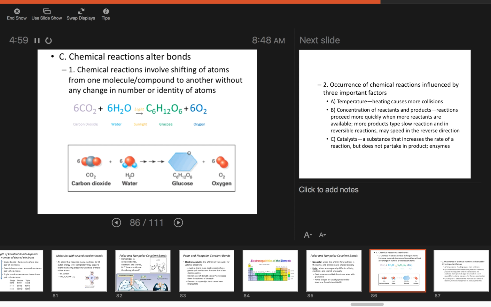So I have 6 carbon, 18 oxygen, and 12 hydrogen. So then when I do the inventory over here, how many carbons do you see? 6. Okay. I counted my oxygen next. So 6, and then plus 6 times 2 is 18, and then hydrogen is 12. So you can see that they are balanced. I just rearranged them.